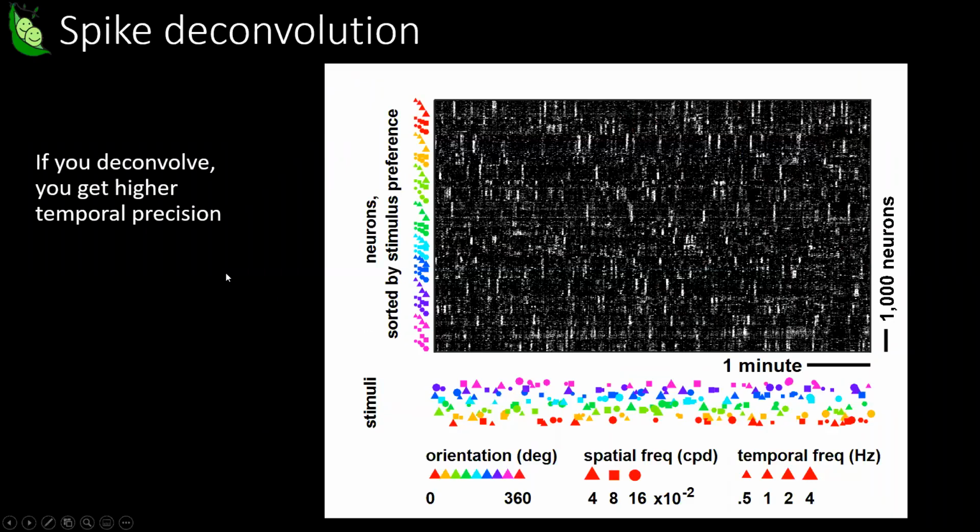So spike deconvolution is the last step in suite2p. So it's technically an optional step, but it's very fast to run, so it doesn't hurt to just always run it. And what spike deconvolution helps with is it increases the temporal precision of your traces. This is particularly important if, in our case, we're imaging in visual cortex and looking at the responses to visual stimuli.